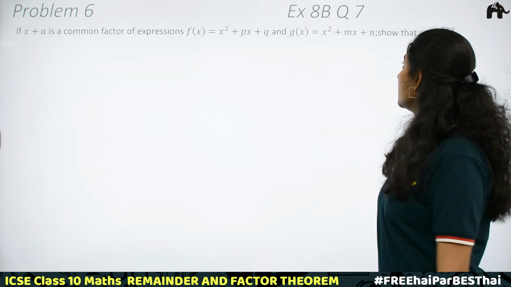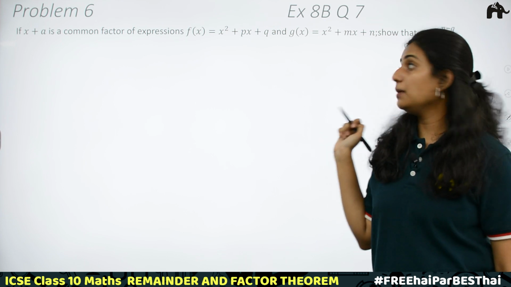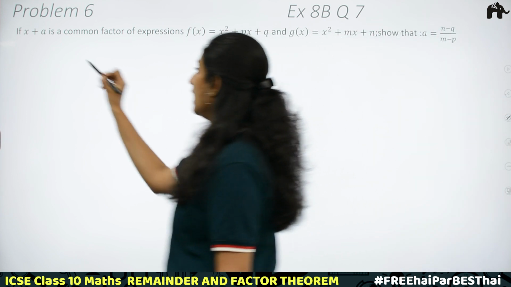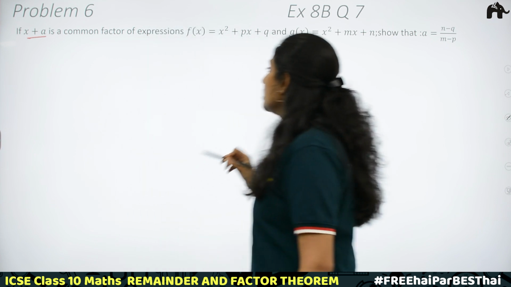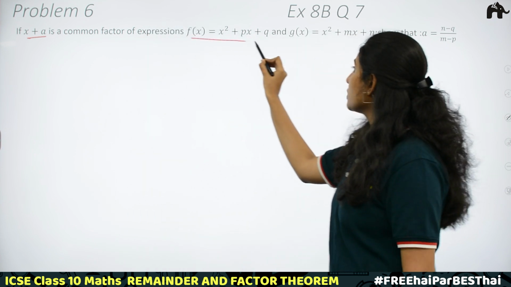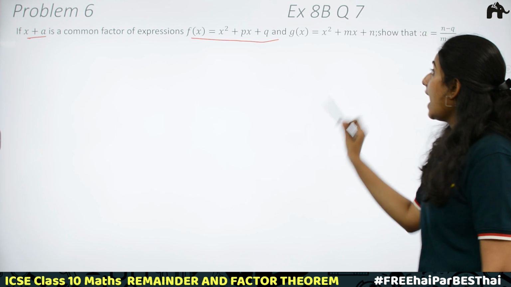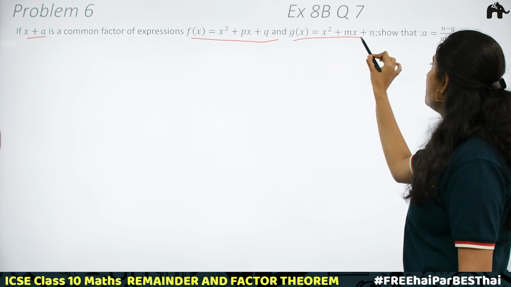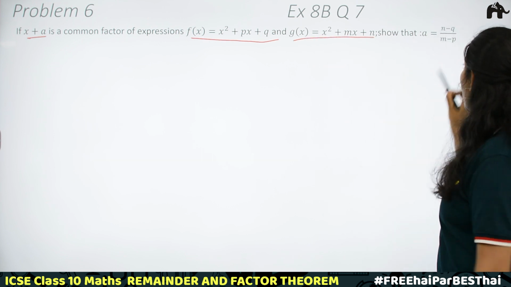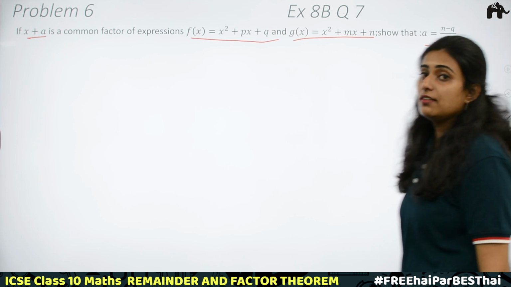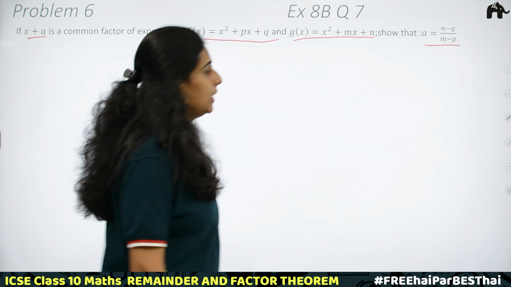Problem number 6, question 7 of exercise 8b. If x plus a is a common factor of expressions, f of x is equal to x square plus px plus q and g of x is equal to x square plus mx plus n, show that a is equal to n minus q divided by m minus p.